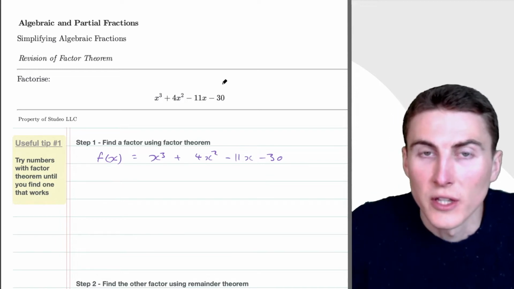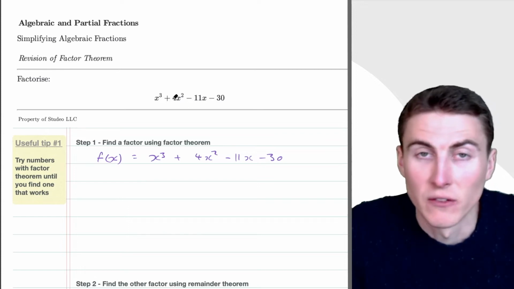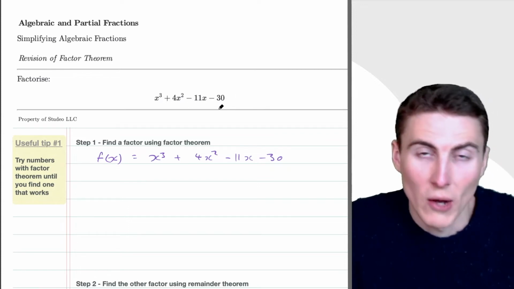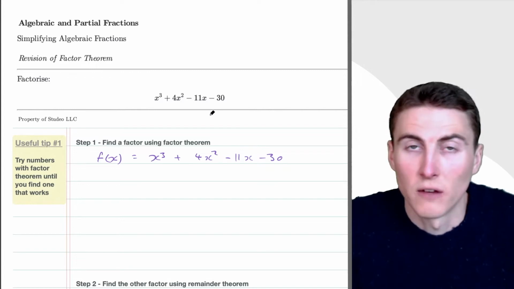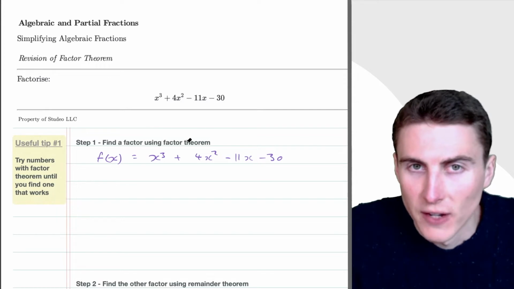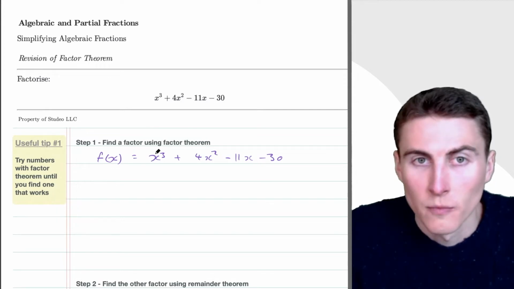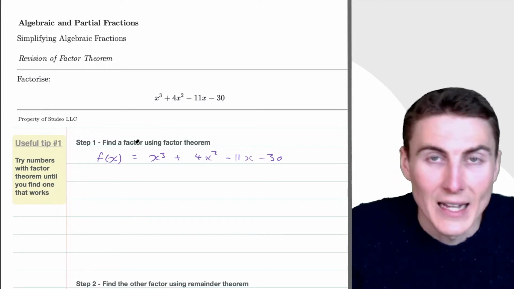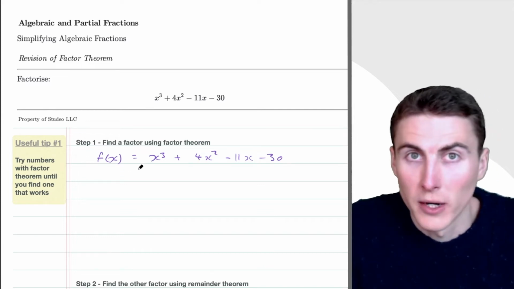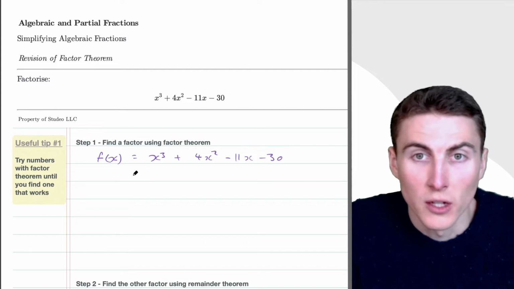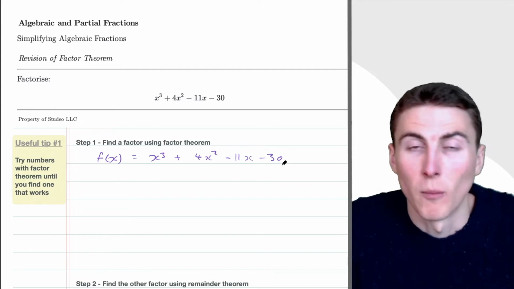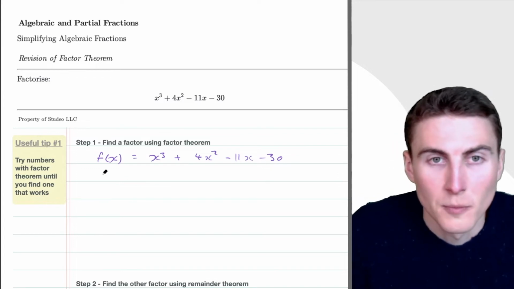So the first thing to do, because they haven't given us any clues, is we need to find a factor first of all. Without having one factor, we can't start factorizing it. So to find a first factor, we're going to use the factor theorem. Basically, you just start guessing numbers. You plug in numbers, like 1, -1, 2, -2, until you find something that makes the whole expression 0. And then from that, you can figure out one of the factors.